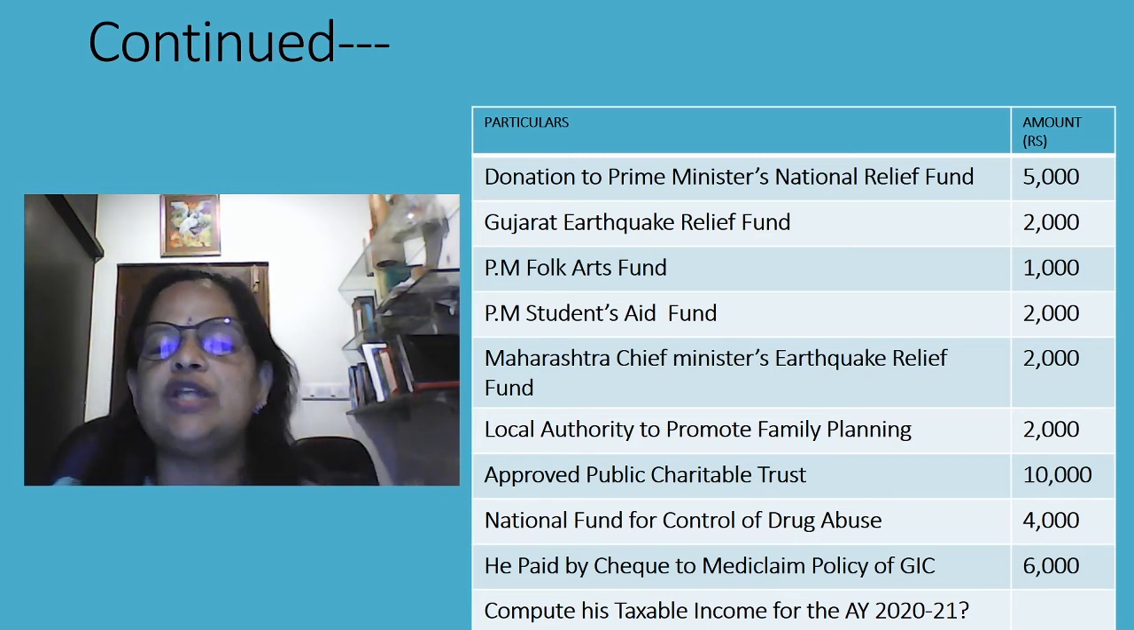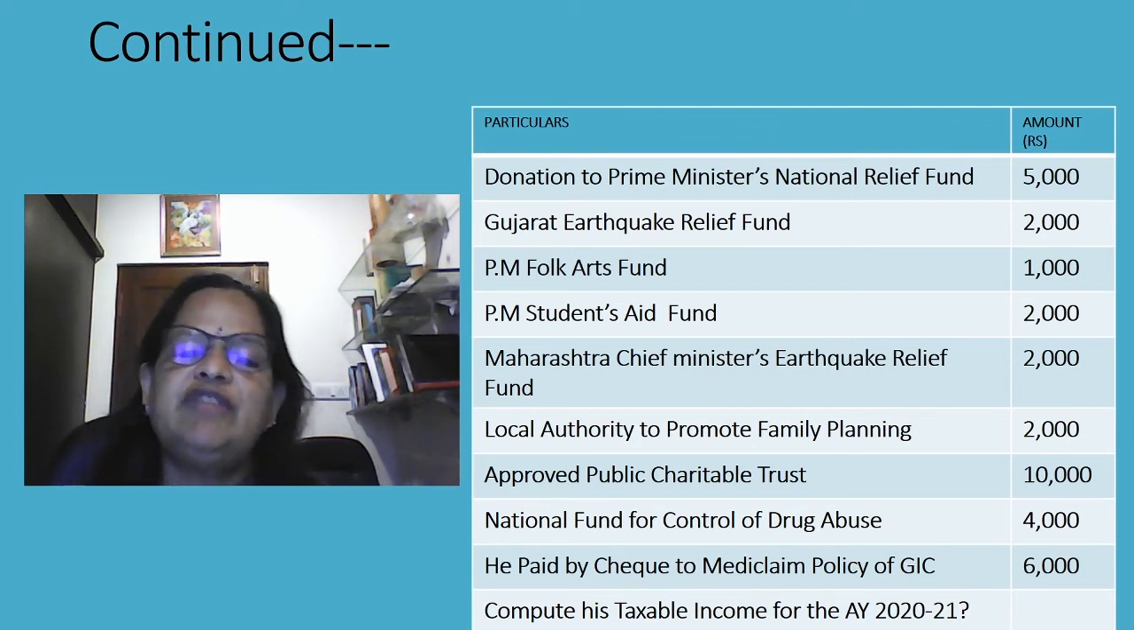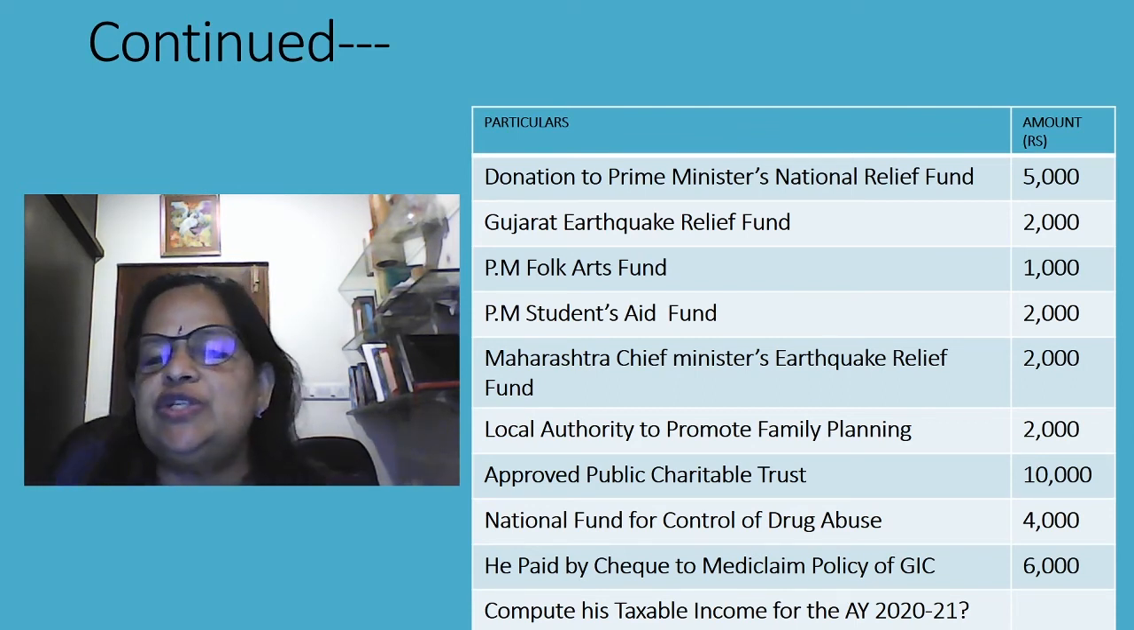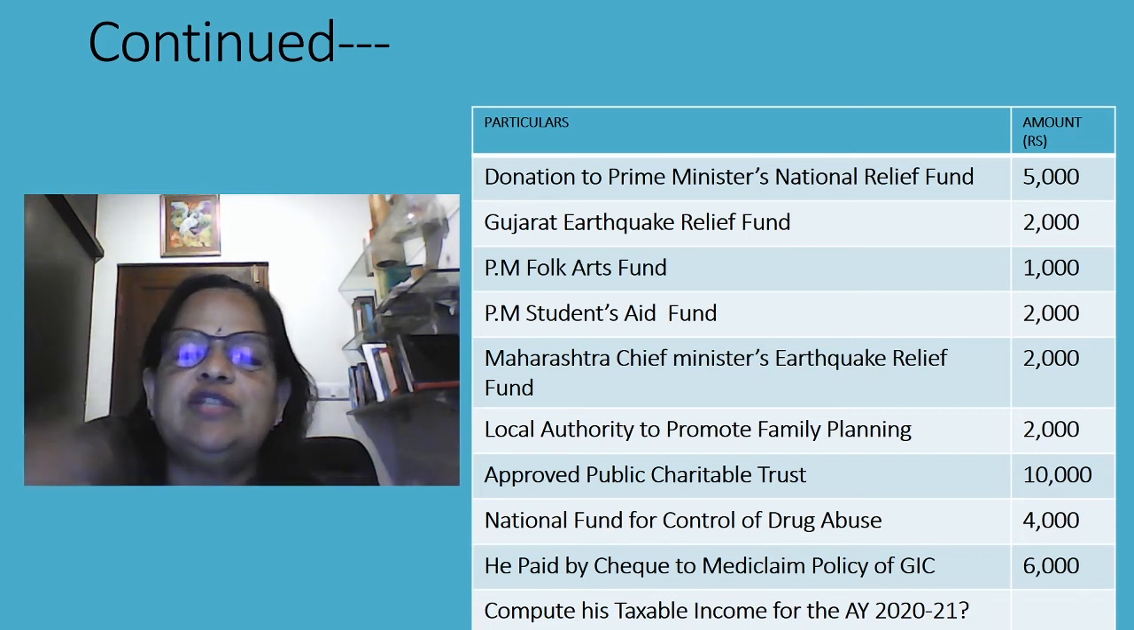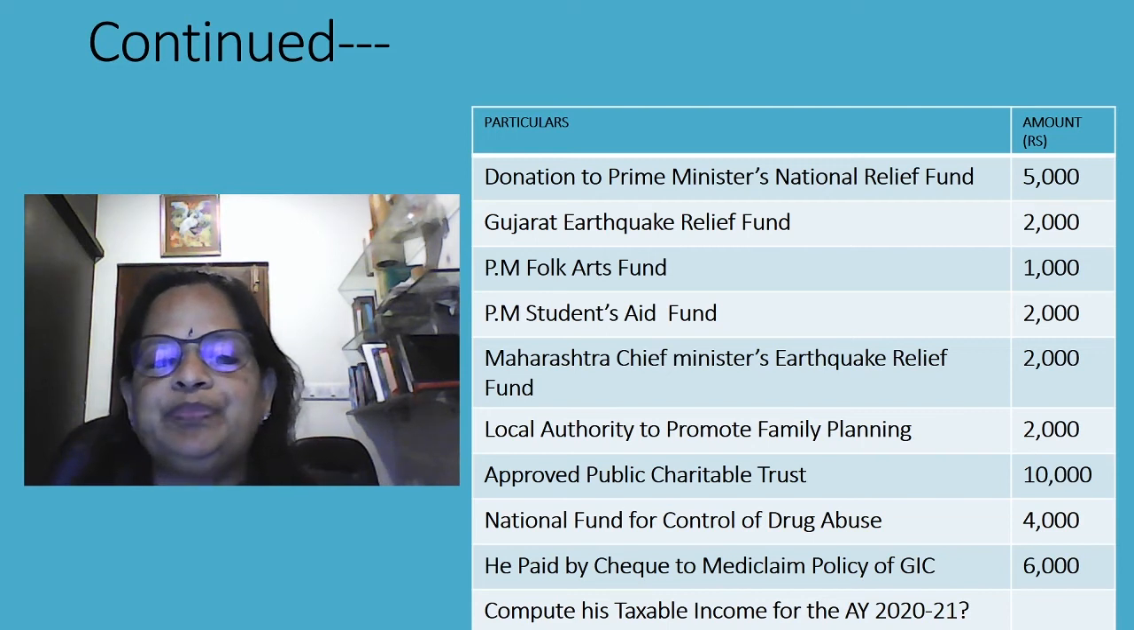Now, local authority to promote family planning. If family planning is there, the computation is different for 80G. This is with limit and 100%. Approved public charitable trust is 50%. If it's a charitable trust, with limit, 50%. If it's an approved eminent educational institution, without limit, 100%. Remember these two items, they will keep repeating in the questions.